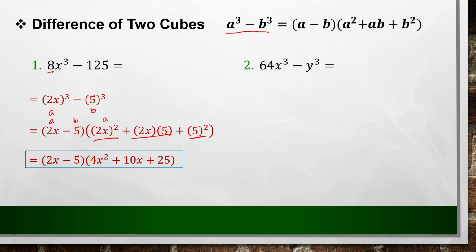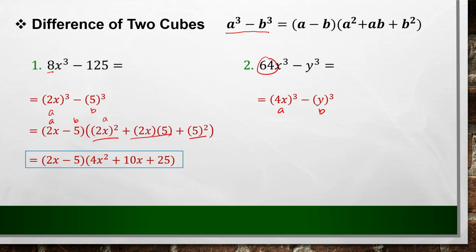Alright, for number 2 and the last one, 64. That's a new number. What integer raised to 3 do you think gives 64? Okay, that is right. It's number 4. 4 times 4 times 4 equals 64. Of course, the x raised to 3, and then this is easy, y raised to 3. So our a is that entire 4x, our b is y.